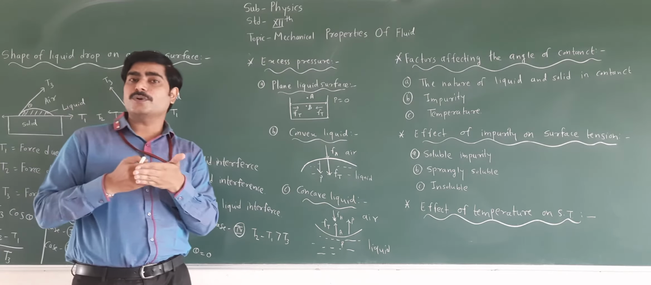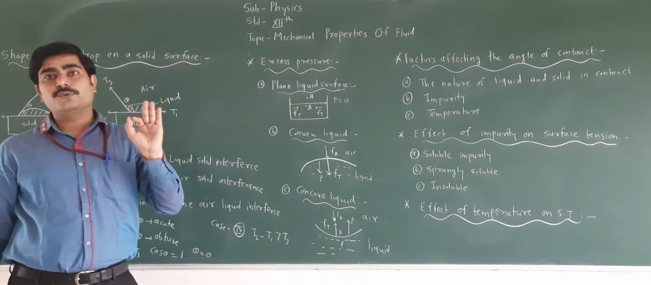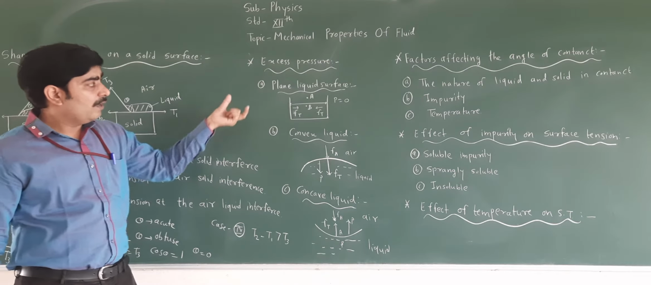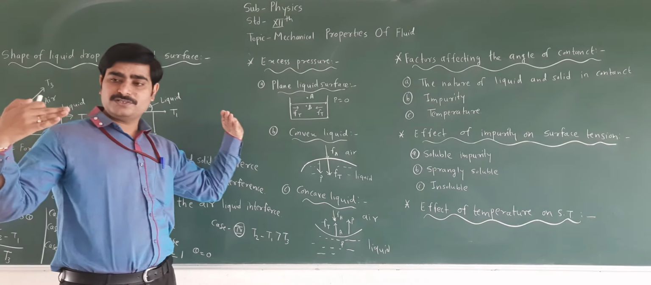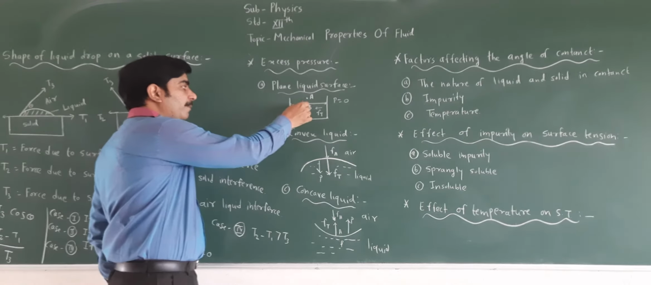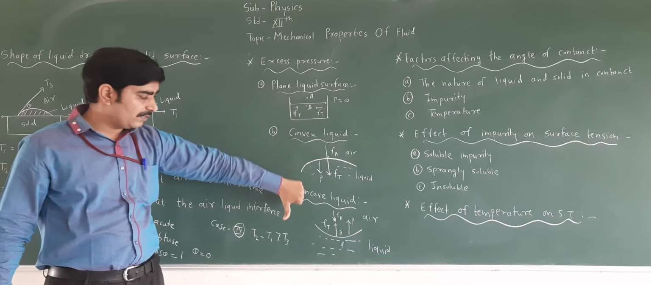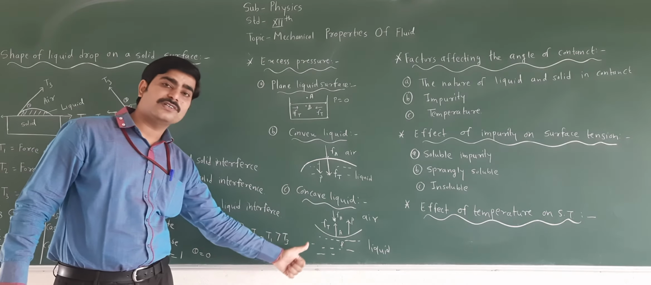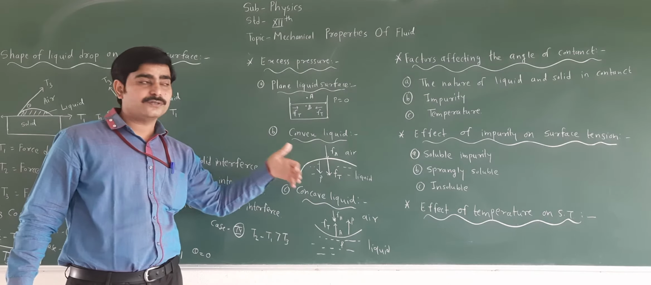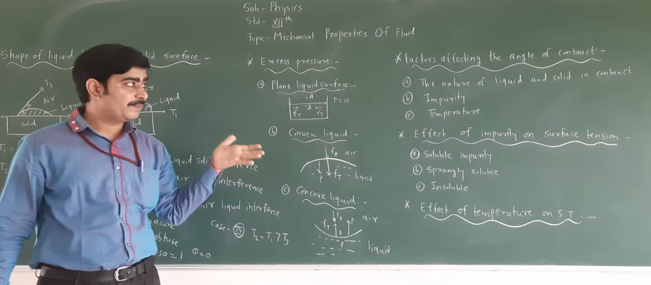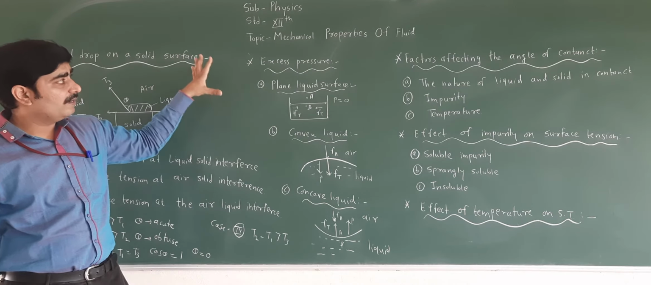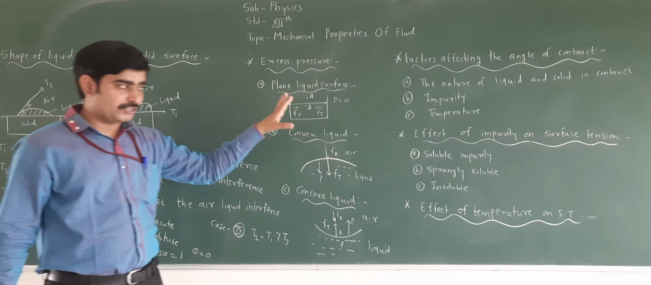Now, why does this occur? This occurs due to the surface tension. For the plane surface, the surface tension acting at point B gets balanced. For the convex, the surface tension is acting in the downward direction, and for the concave, the surface tension is acting in the upward direction. So the pressure will be created. So this is about the point regarding the excess pressure.